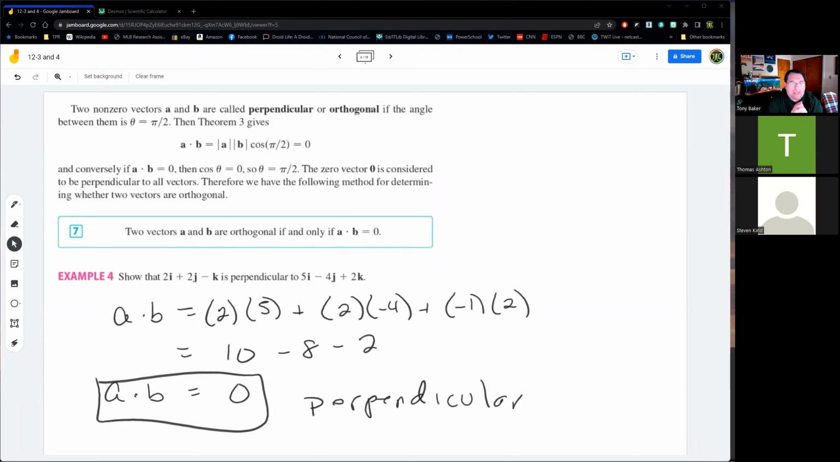So it just gives us a quick and easy way to be able to determine if two vectors are going to be perpendicular to each other.